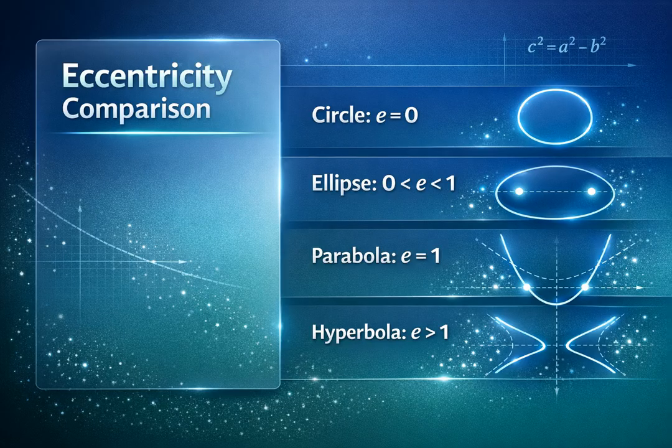Eccentricity distinguishes the conics. For a circle, e equals 0, it's perfectly round. For an ellipse, e is between 0 and 1, it's elongated but closed. For a parabola, e equals exactly 1, the boundary case. For a hyperbola, e is greater than 1, it opens outward. The eccentricity measures how much the conic deviates from being circular.